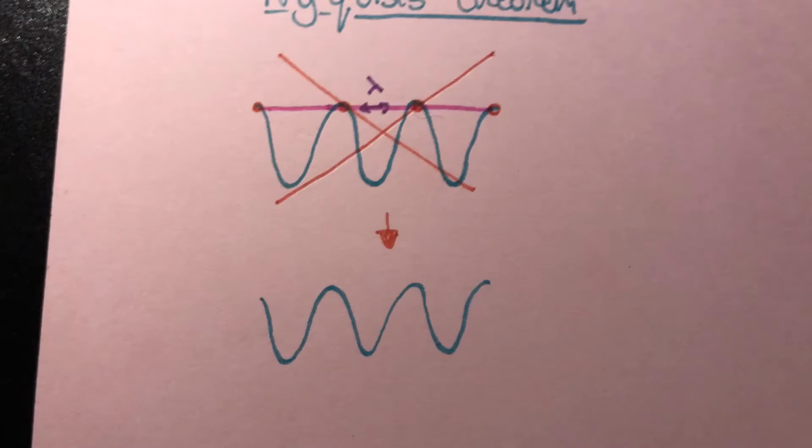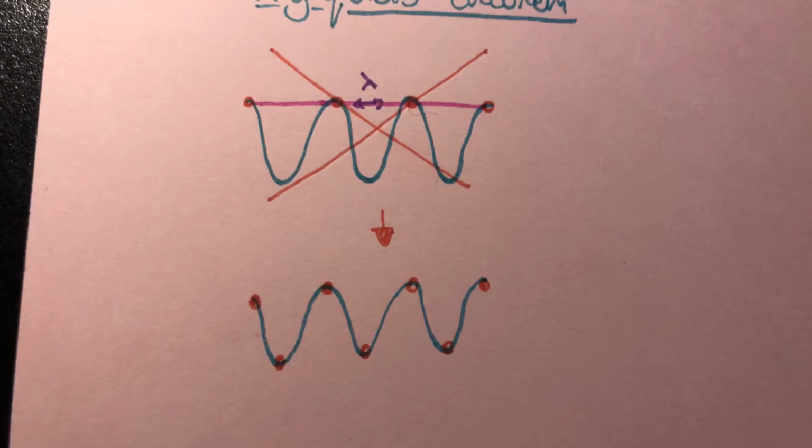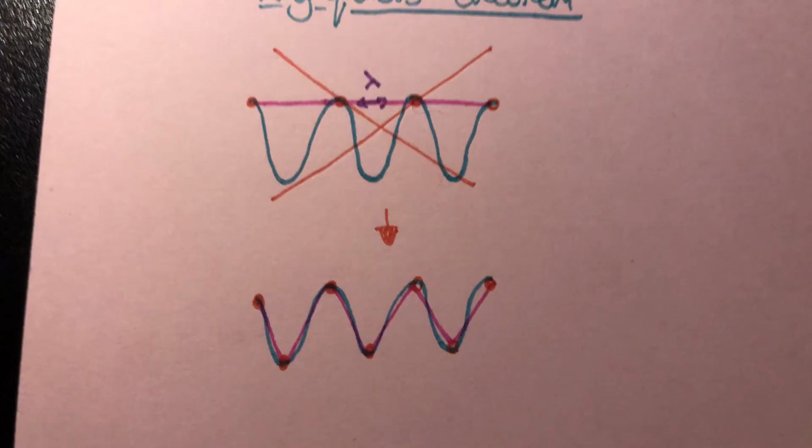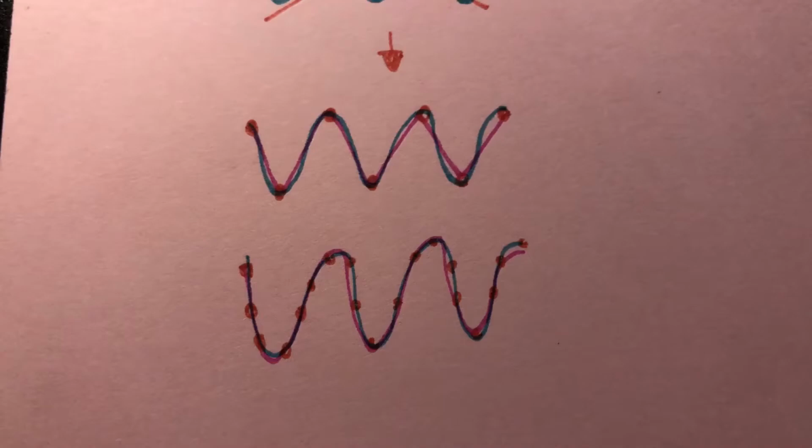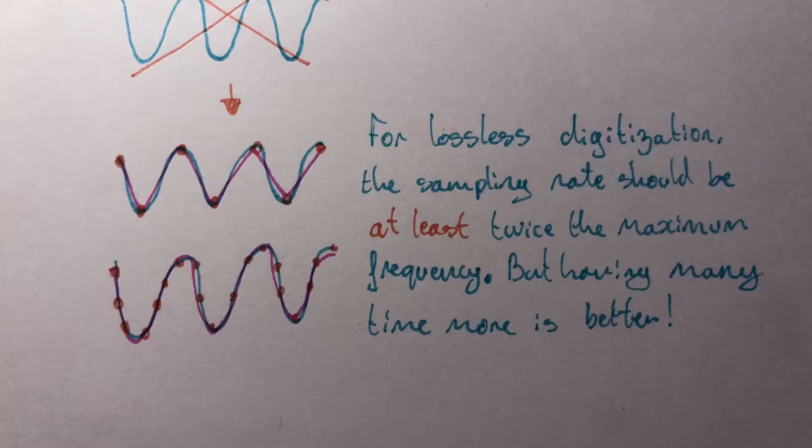But if you were to record it at twice the frequency of the wave, or every half cycle, you get a wave which is pretty much the same. But of course, at even higher frequencies, you would get a much better sound quality. So basically, Nyquist's theorem suggests that for lossless digitization, the sampling rate should be at least twice the maximum frequency, but having many times more is a lot better.